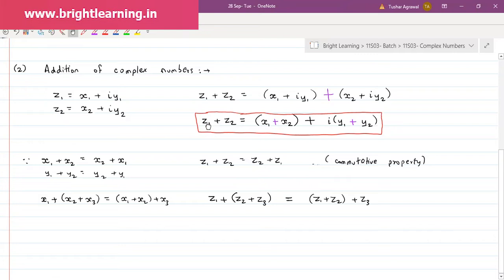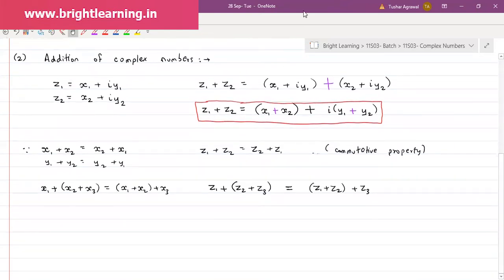Yes or no? Pujita, Dhananjay, Afrin. Do you agree with me that these properties hold? Yes, sir. These are trivial properties. Imagine how they are satisfied for x's and y's in real numbers. Similar properties will be satisfied in complex numbers also. This property is called associative property.